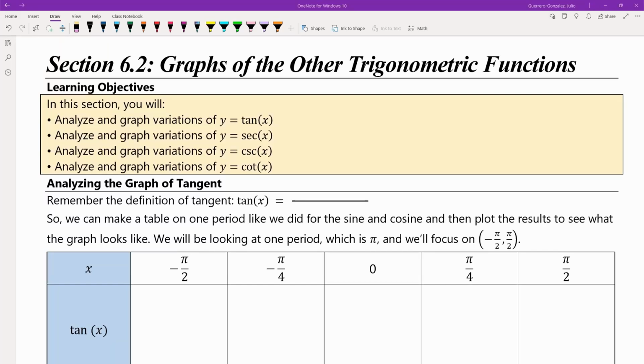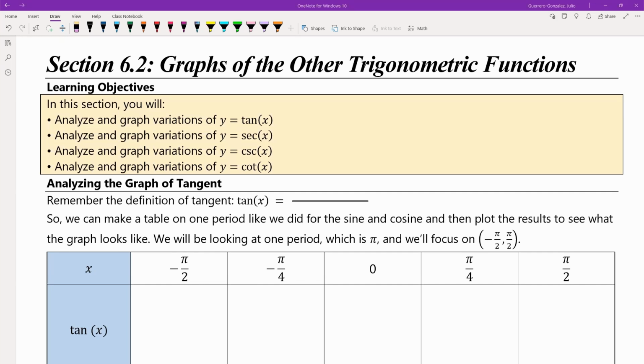Hello, everyone. This is the lecture for section 6.2, graphs of the other trigonometric functions. Okay, so in 6.1, I showed you all how to do sine and cosine and all its variations, right? We're now going to do the other four. I know this is going to be a fair amount of stuff.